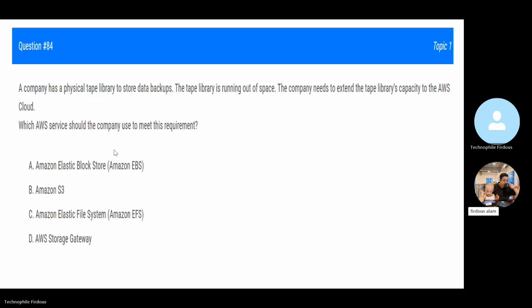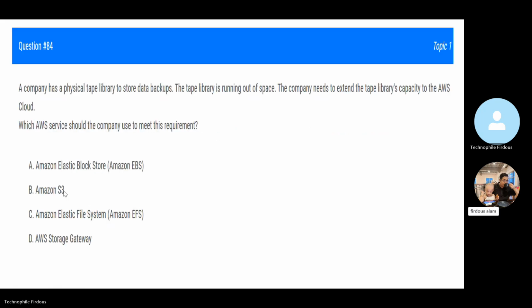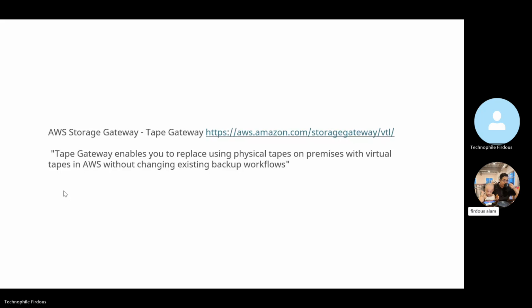The company has a physical tape library to store data backups. The tape library is running out of space. It is regarding a tape library, and the important thing is tape library. I think it should be Storage Gateway, Elastic File System, Elastic Block Store, or Amazon S3. I think S3 is used for the tape library, but let's see. The correct answer should be AWS Storage Gateway. So the correct answer for this question is D, AWS Storage Gateway. You can go through this link for why, and these are the explanations.